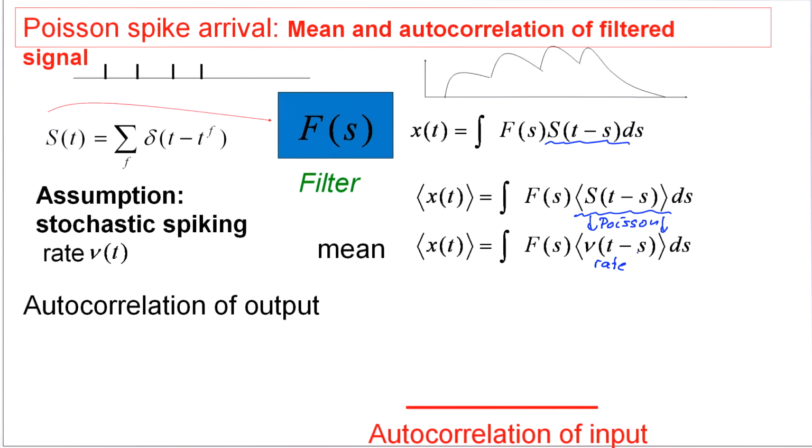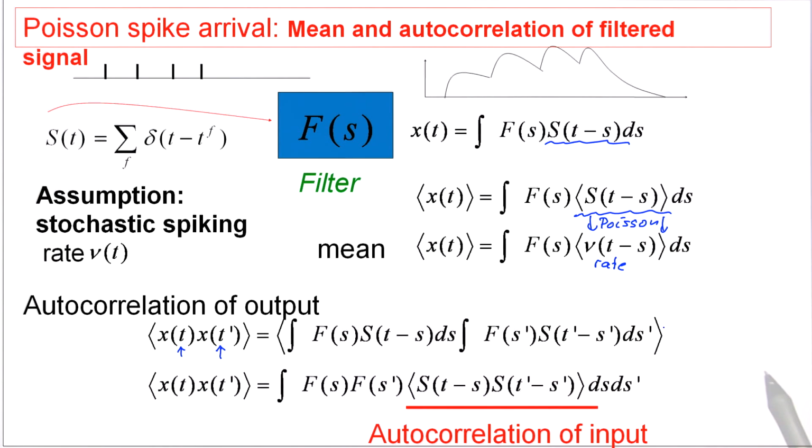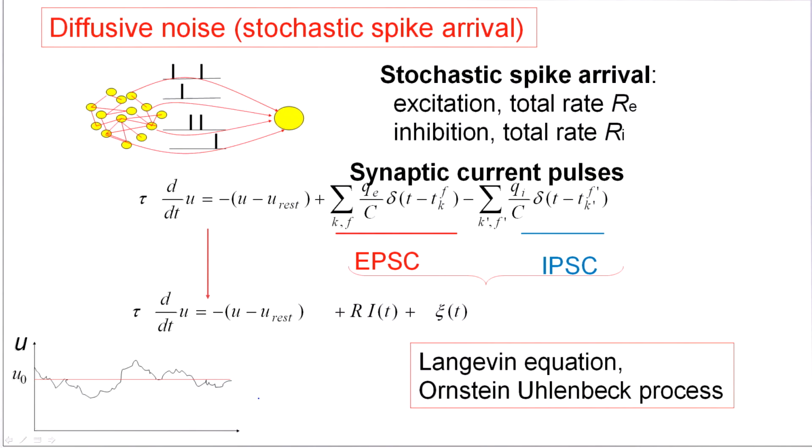We can also look at the correlations. So this is the correlation of this signal x at time t with its value at time t prime. And again, the expectation signs can be moved inside, and so we see that the autocorrelation of the input is linked to the autocorrelation of the output. Now here, x was some arbitrary signal. Let's consider now the case of a membrane potential, U, generated by a differential equation, where the drive are spike arrivals.